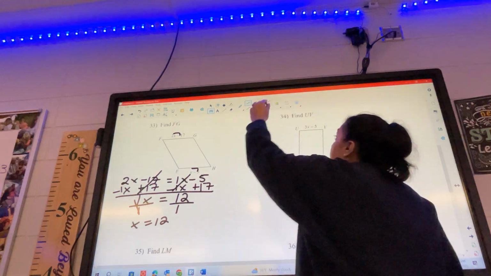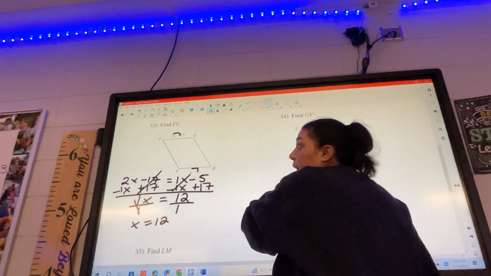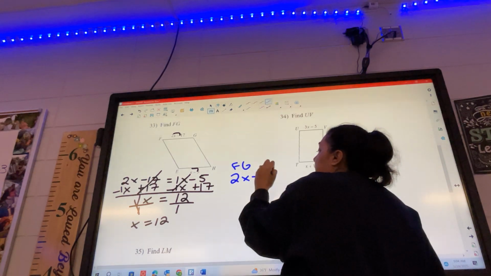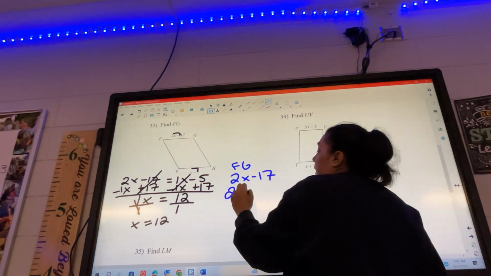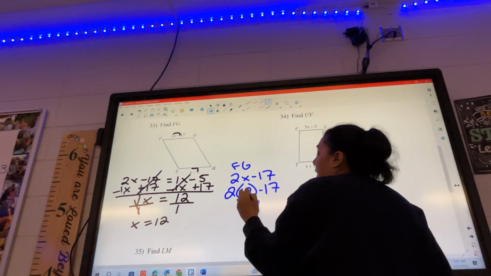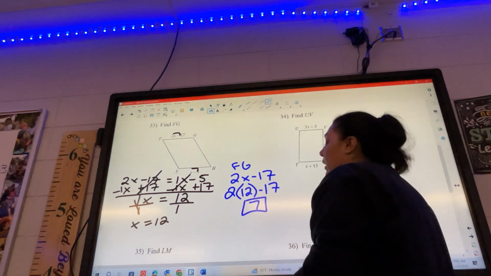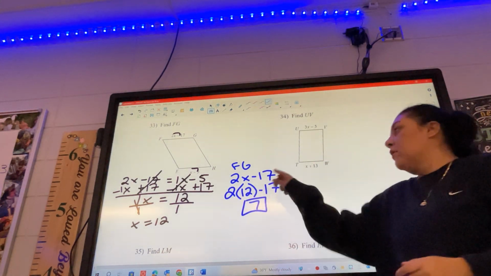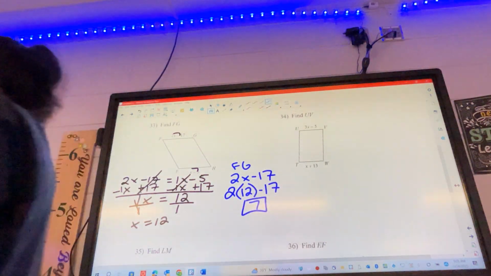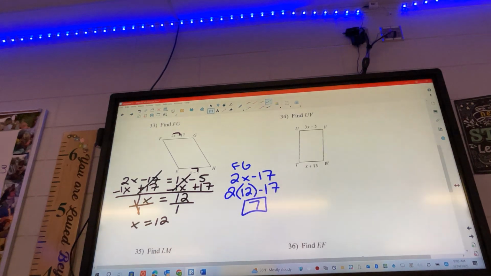However, for notes, because you can use these on your test, I'm going to write out the FG part. FG is going to be 2x minus 17, so it's really going to look like 2 parentheses 12 minus 17, which would still give you 7. But that is a much longer way of doing it versus just saying, what is 12 minus 5? The rest of the sheet is for you to do. You should have about 15 to do or so.